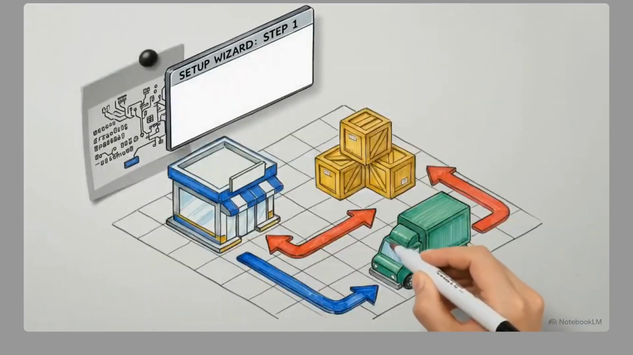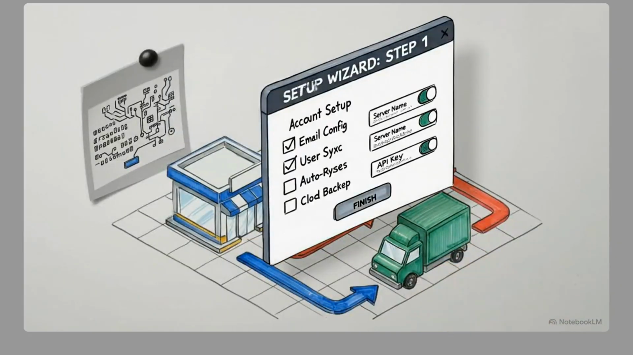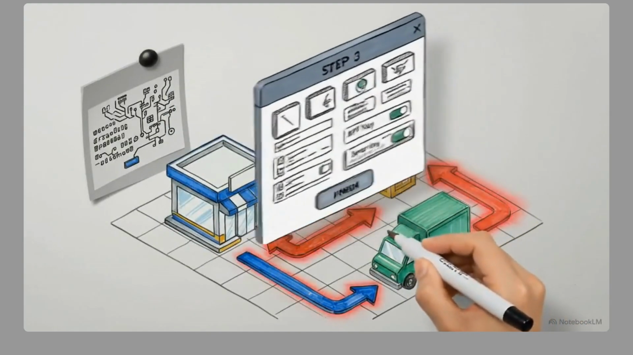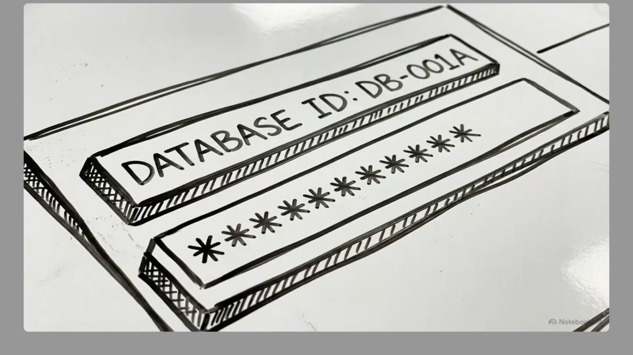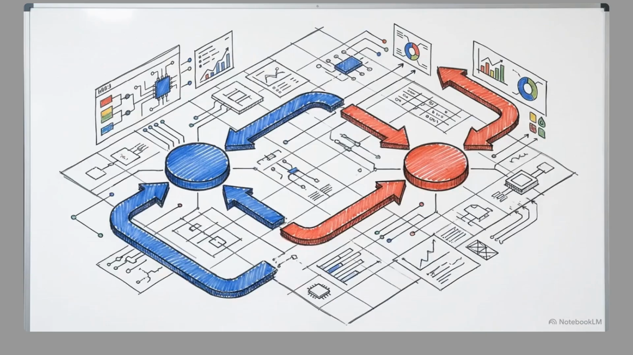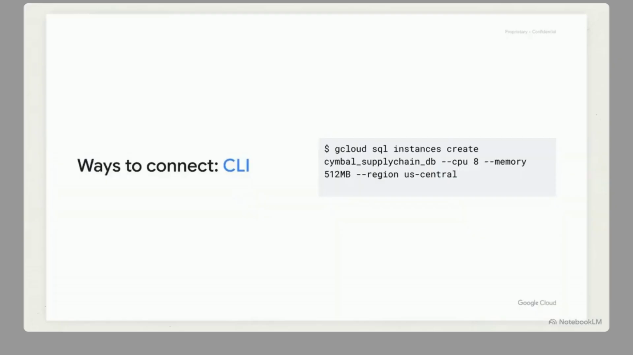Deploying the database backend through the UI requires navigating an 8-step manual process. You create the instance, select the engine, name it, assign root passwords, pick the version, and manually configure the primary and secondary zones. We condense that setup by executing a single command. Here is the syntax to create the supply chain database. We execute gcloud sql instances create, followed by the database name, and define the hardware parameters, 8 CPUs and 512 megabytes of memory in US Central.